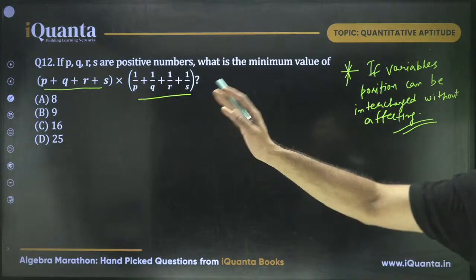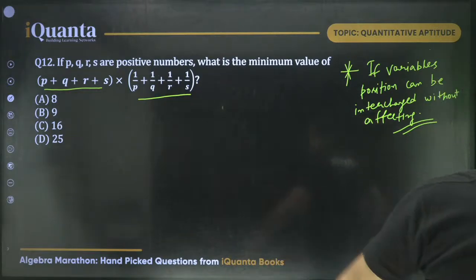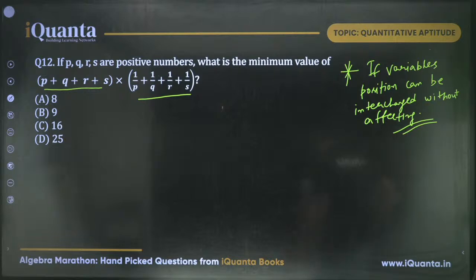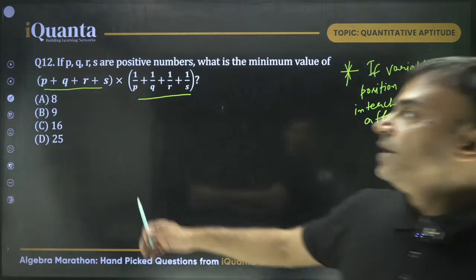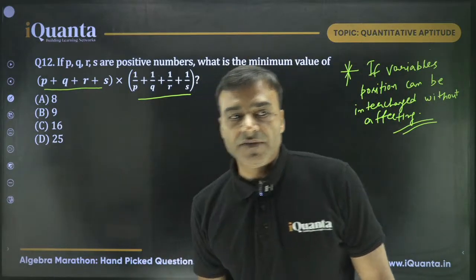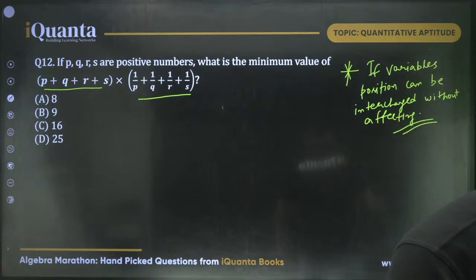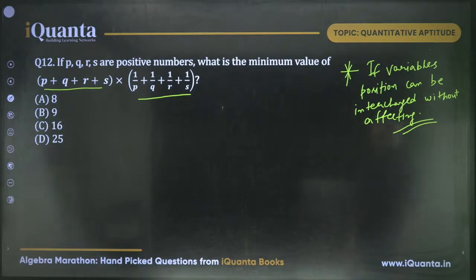Look at the expression and then see that if you interchange the variables, जैसे P और Q interchange कर दो, Q और R interchange कर दो, will it make any difference? Please respond, answer my question right now. If I interchange the variables among themselves, will it affect the expression? Nahi na? So does it suit our condition here? Our condition here is that the position of variables should not matter.